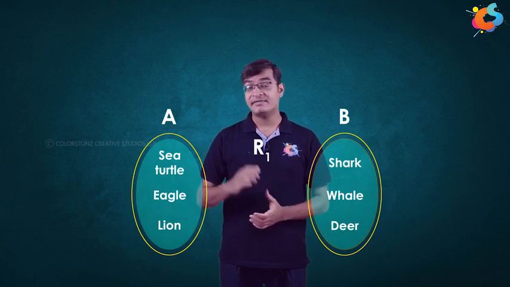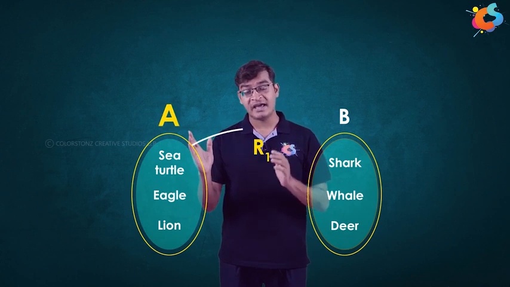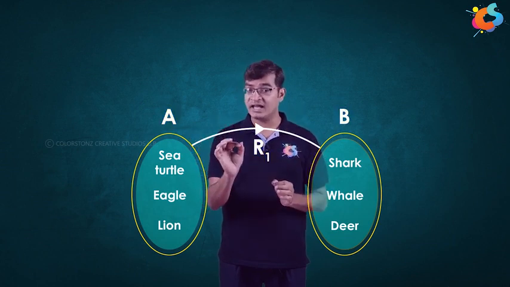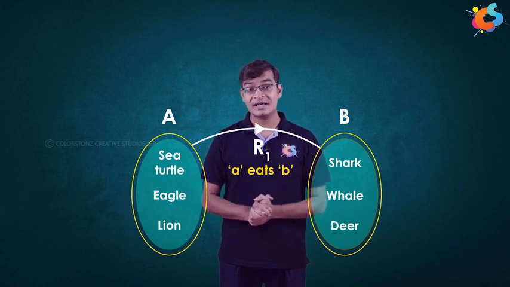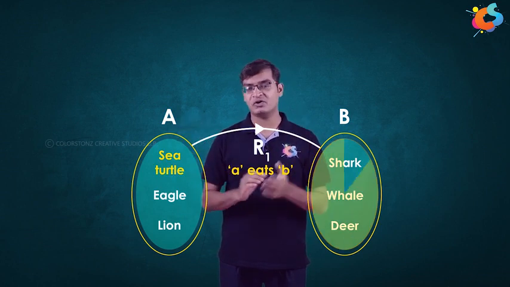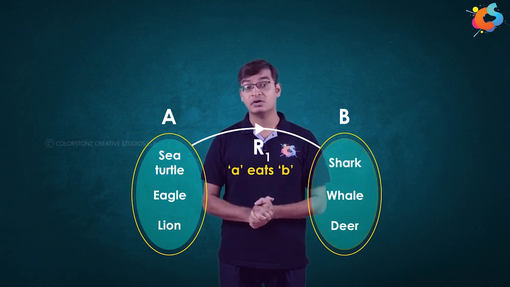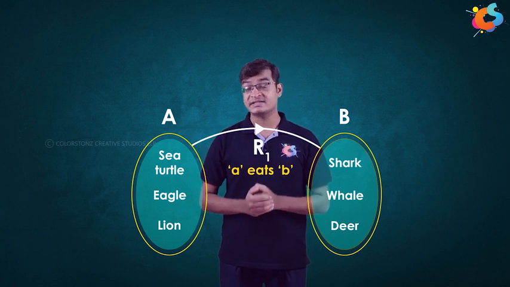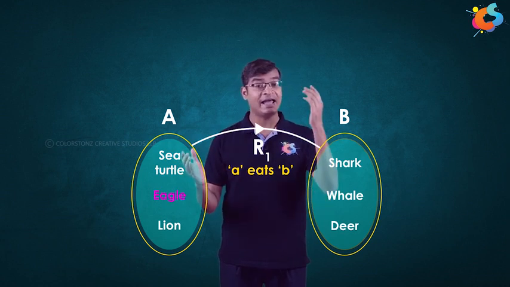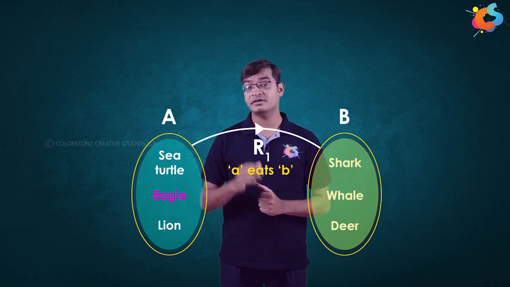Okay. So, now let us take this set diagram. In this set diagram, element of A is mapped to element of B only if element of A eats element of B. So, does sea turtle eat any element of set B? No. So, therefore, there won't be any mapping out of sea turtle. In the same way, eagle does not eat any element of set B. So, therefore, there won't be any mapping out of eagle.